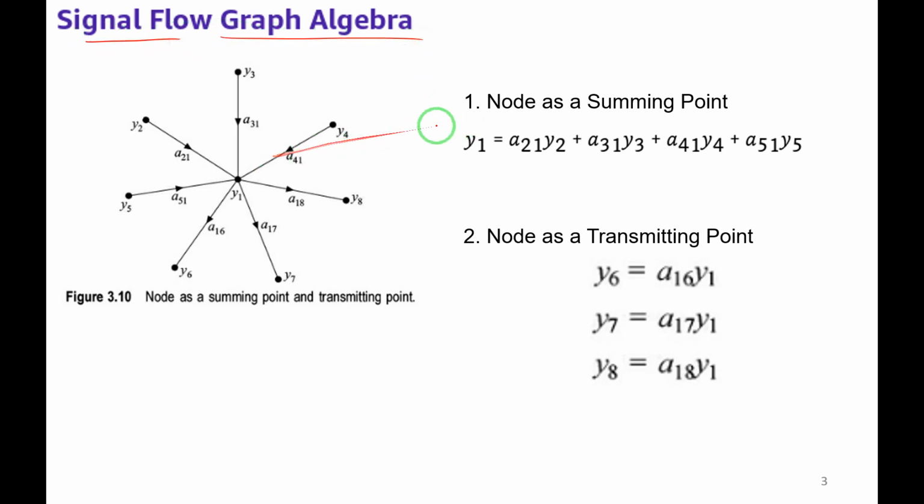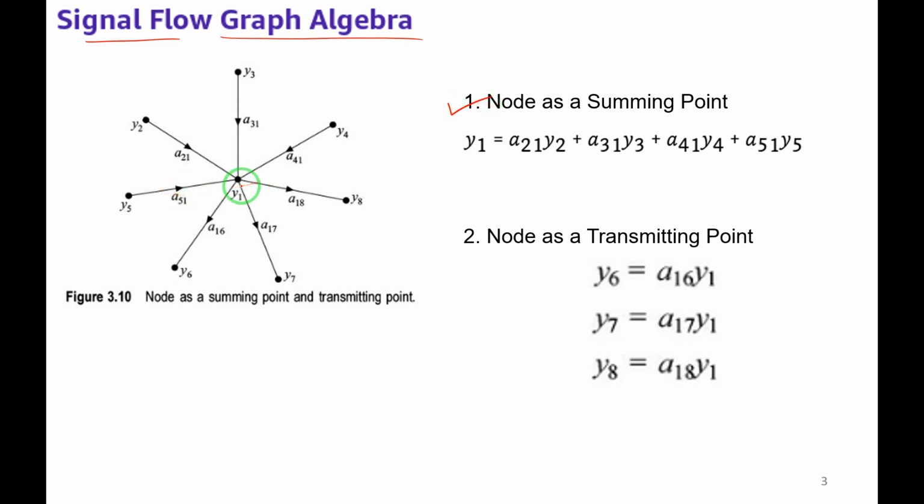First, we'll see node as a summing point. For example, this is the signal flow graph. There are several nodes here: y1, y2, y3 till y8. Some nodes act as a summing point and some nodes act as a transmitting point. So we will see which nodes act as a summing point and which act as a transmitting point. First we'll see the node as a summing point.